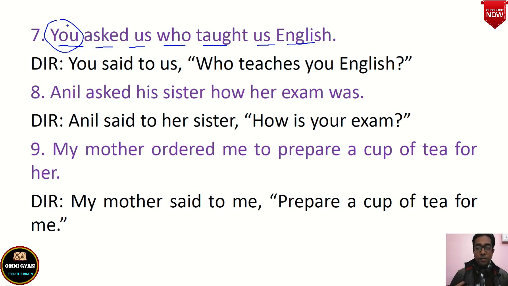And I am asking somebody else. You have to look at it this way: that I am asking now somebody else. So when I am asking somebody else, I have to use you, either you or your. If I am asking somebody, now you see, you asked us who taught us English. You said to us.